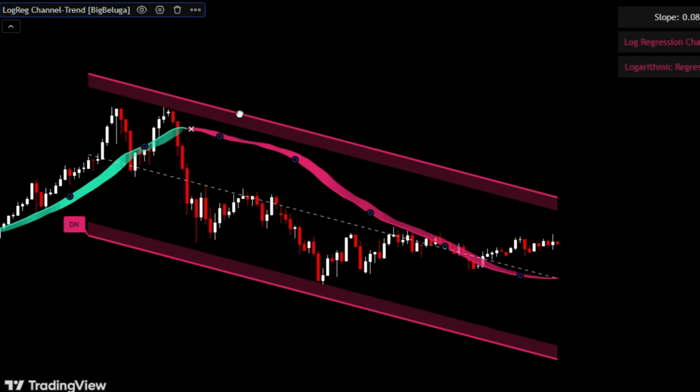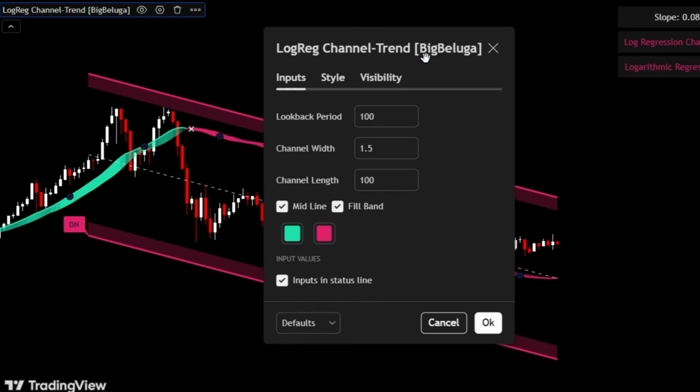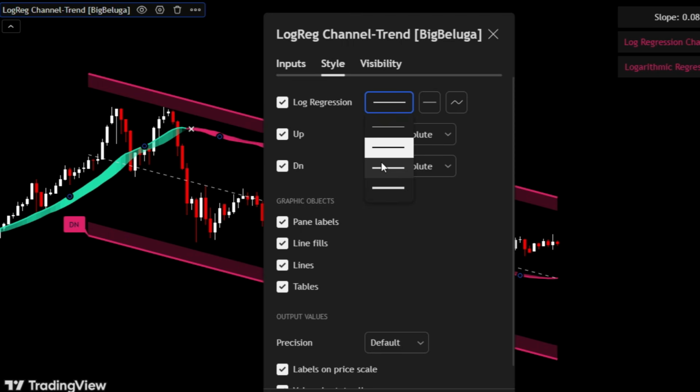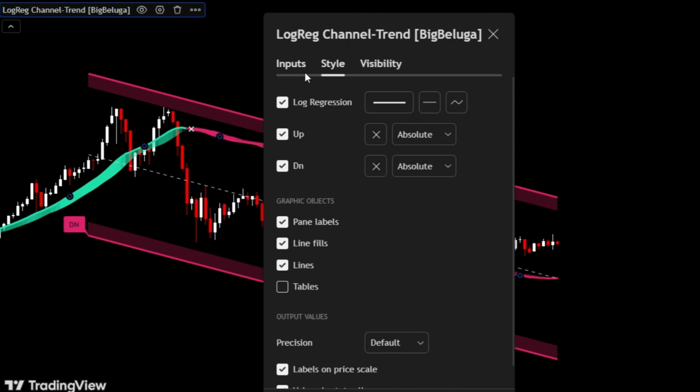Now if you go to the indicator settings, you'll notice a look back period. That's basically the number of candles the indicator looks at before making its next move. Then you've got channel width and length, which are all about the channel itself, how wide and long it appears. And finally, in the Styles tab, you'll find a few options to tweak how the indicator looks. That is optional, just for the appearance.